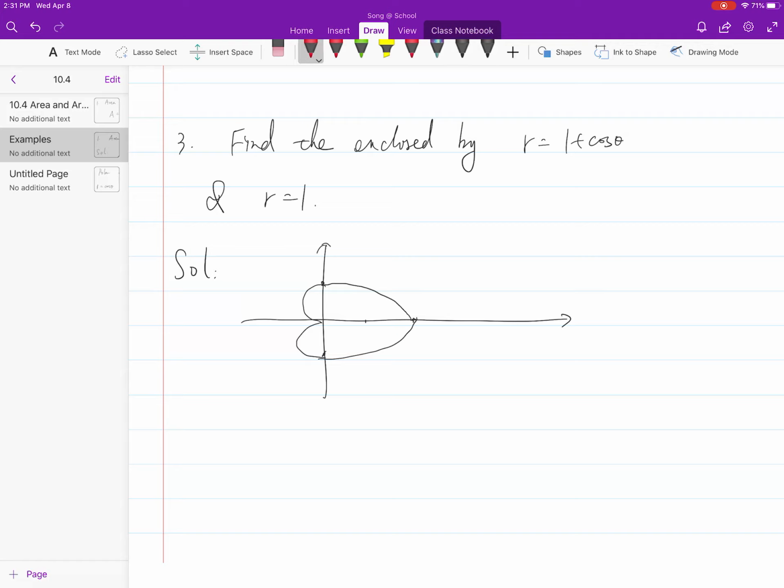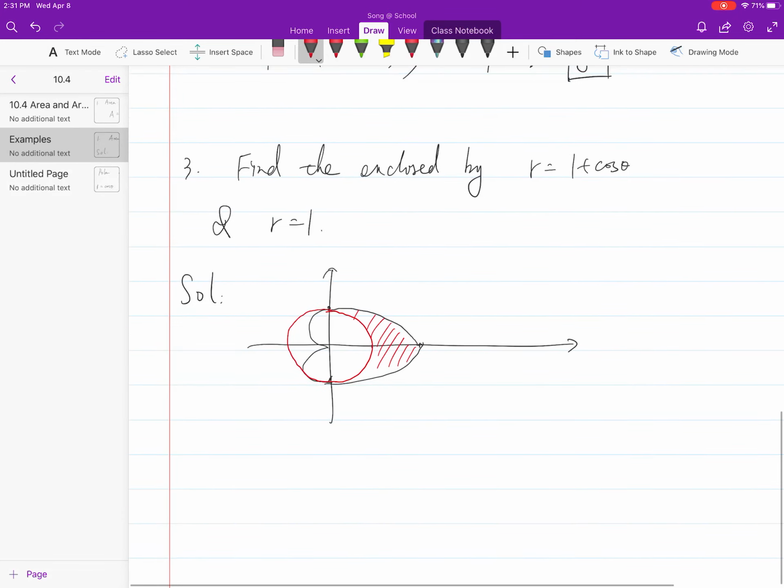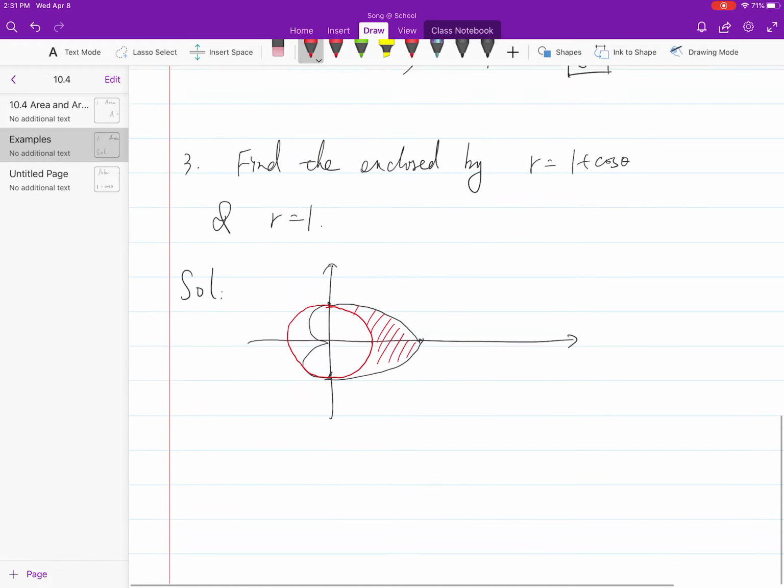Well, I guess that's the best I can do. Okay, either way. Now, what do you mean by R equals 1? That is going to be this circle. So what do you mean by the area enclosed by these two parts? That's actually going to be the difference between these two. That is going to be this part. Make sense so far?